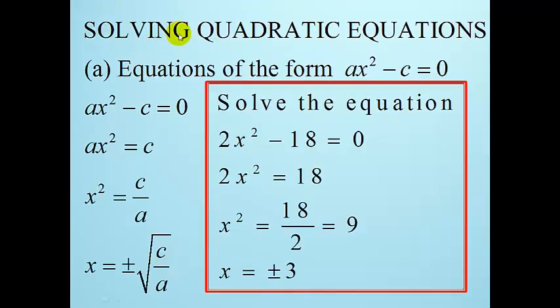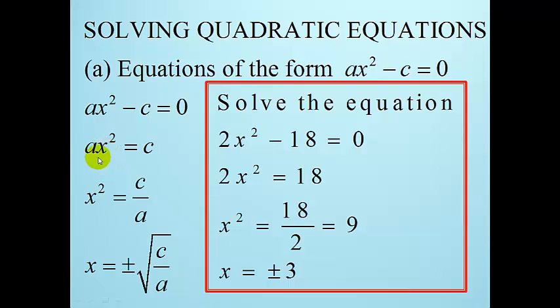Now let's look at how we can solve quadratic equations. If you have equations of the form ax squared minus c equals 0, this is how we solve it. Minus c on the left hand side, that's the constant, becomes plus c on the right hand side. Solving for the equation means we are solving for the variable. Now a is a constant, that's the coefficient of the square term, which will be given. And c is also a constant.